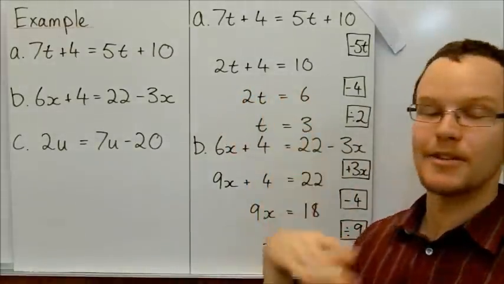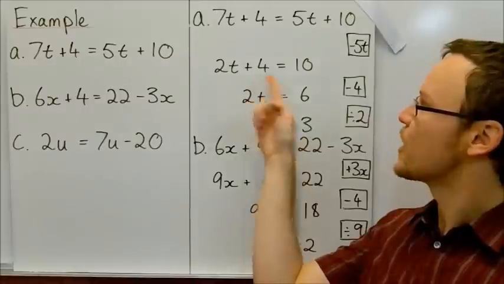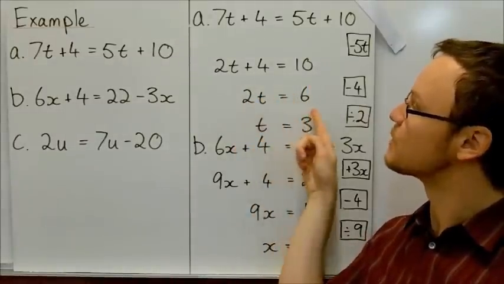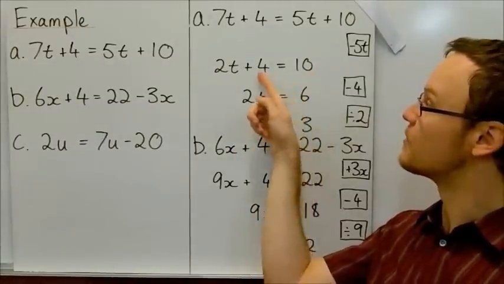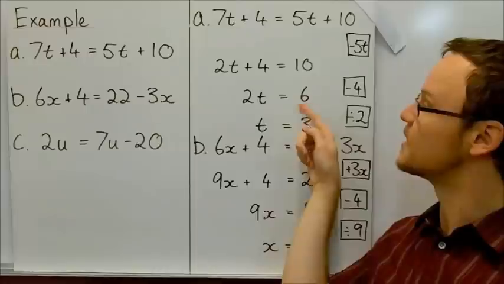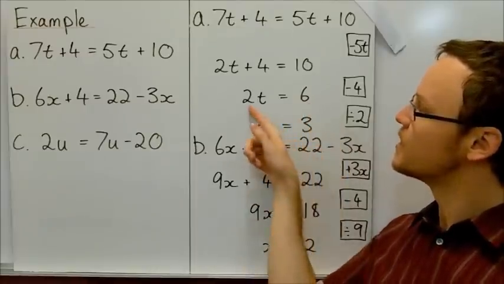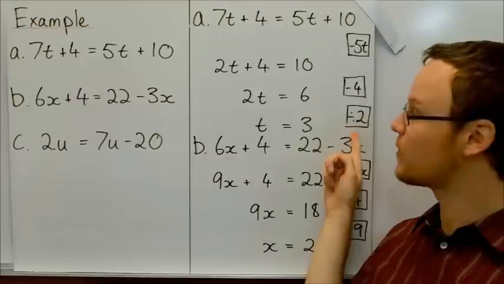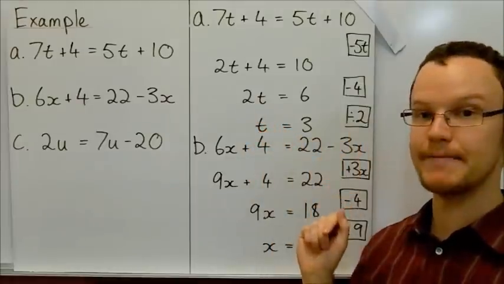So now we've got something that we can solve in the usual manner. Subtracting away 4 from both sides gives 2t equals 6, because taking away 4 from 10, you get 6. 2t equals 6. Divide both sides by 2, and we get t equals 3.